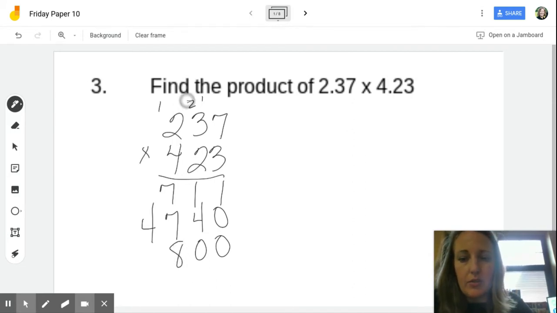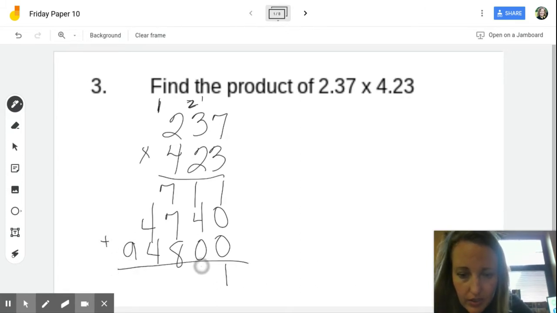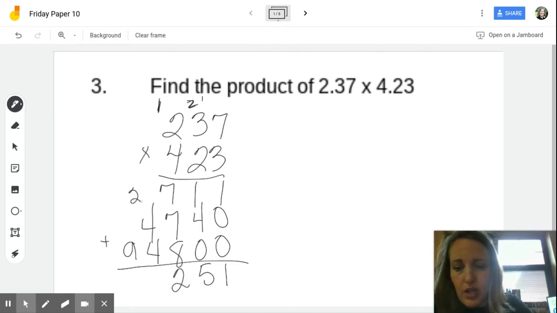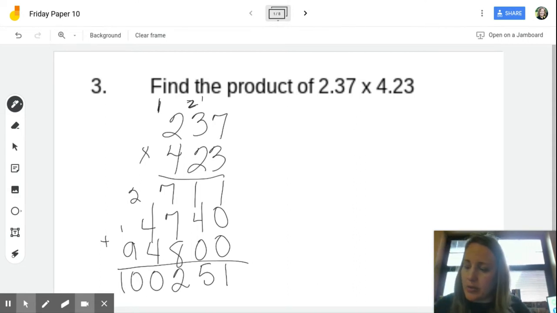4 times 7 is 28. I have a 2. I'm just going to use that. 4 times 3 is 12, 13, 14. Carry a 1. I'm just going to use that. 4 times 2 is 8 plus 1 is 9. We're going to add these. 1, 5, 14 plus another 7 is 21 plus 1 is 22. 10, 10. All right, so this is number 3.